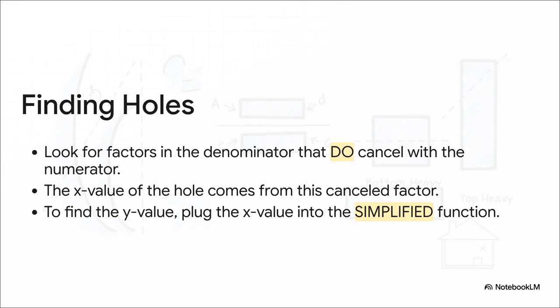Okay, what about the holes? Those little gaps? Well, those come from the factors that do cancel out. When you have the same factor on the top and the bottom. Finding the x location is the same deal. Set that canceled factor to 0. But, and this is super important, to find the y coordinate of the hole, you have to plug that x value back into the simplified function, the one you get after you've canceled the factors out.